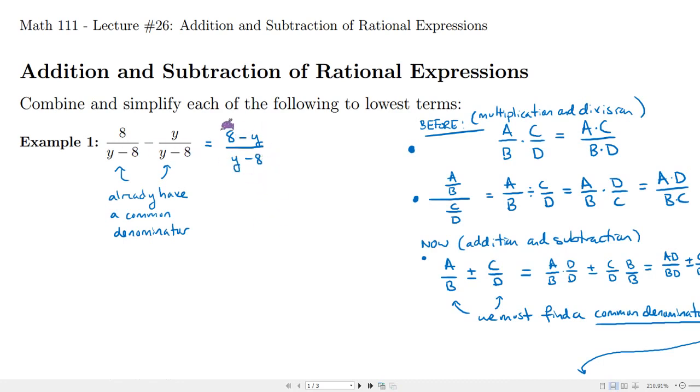Now it looks like we're done, but if you remember from the previous sections, we can actually reduce this expression because you have 8 minus y and y minus 8. We can factor out a negative from the numerator. If I factor out a negative, this becomes negative 8, and that becomes positive y. So negative 8 plus y over y minus 8. The numerator is the same as y minus 8, so we have y minus 8 over y minus 8. These reduce, and you just get negative 1 in the end.